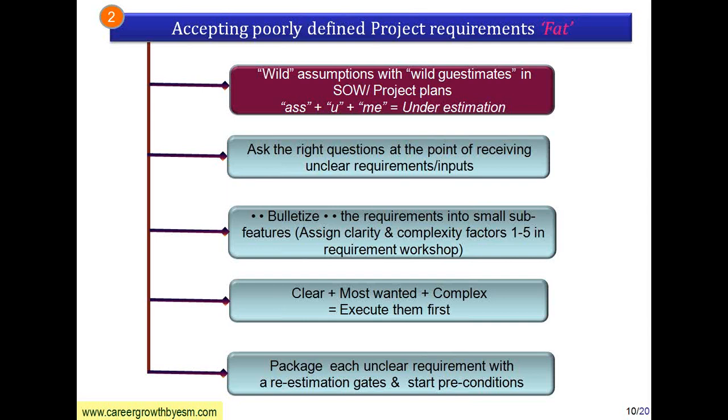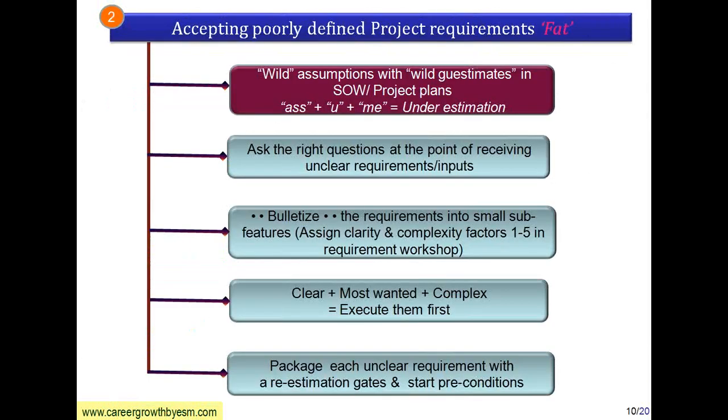Another option is bulletize the requirements into some small sub-features. Okay? For each of the sub-features, assign clarity and complexity factors. For example, what is the clarity of that requirement? What is the complexity factor of that requirement? Then you can actually take up the high clarity and high complexity requirement for your analysis. Then you take up the clear, most wanted and complex requirements. So the requirements are clear, they are most wanted by the customer, and they are complex to implement. Take them first and execute it. This is a good way to handle poorly defined requirements.